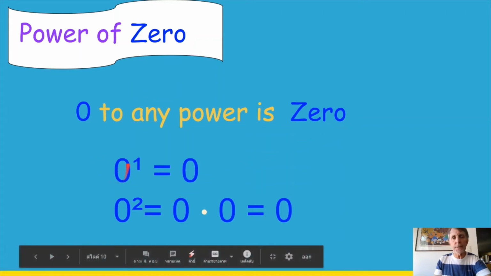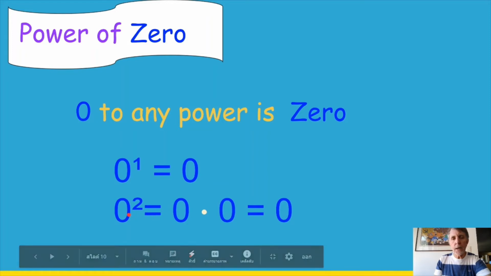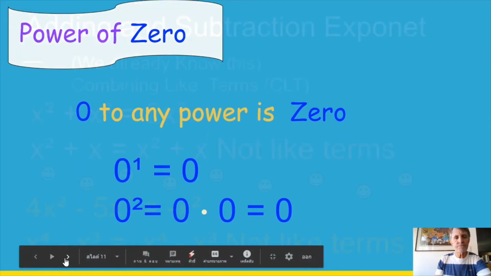Of course, we take the 0 and we multiply by itself one time, or we could go 1 times 0. That's 0. And 0 times 0 is 0. So whatever the exponent is, when there's a 0 base, the result will be 0. And if we multiplied this by 10 things, when you multiply by 0, the answer is 0.